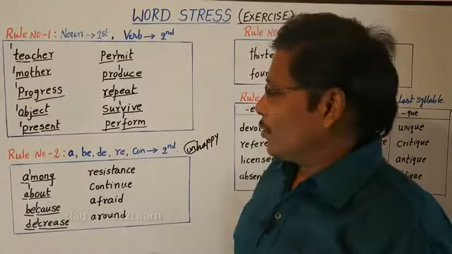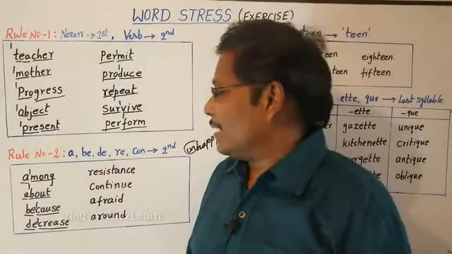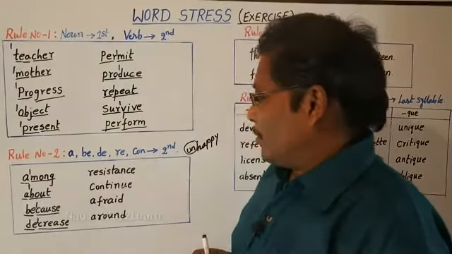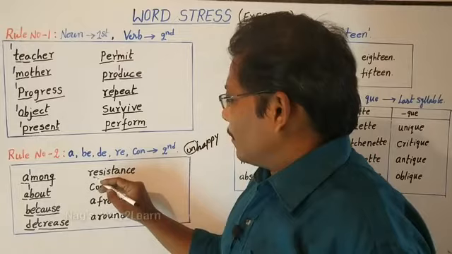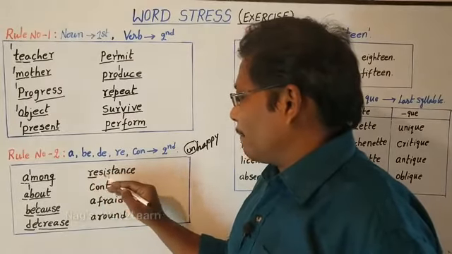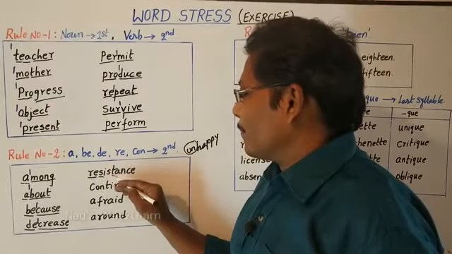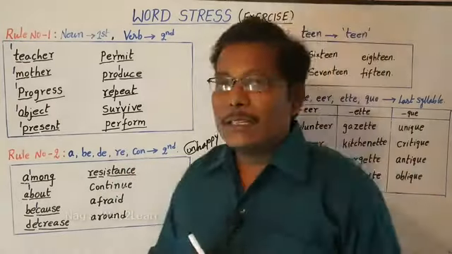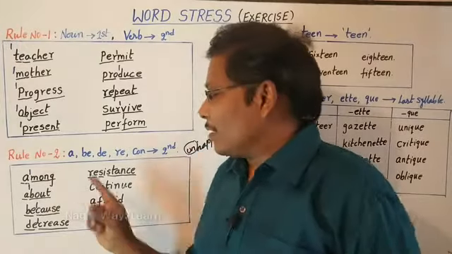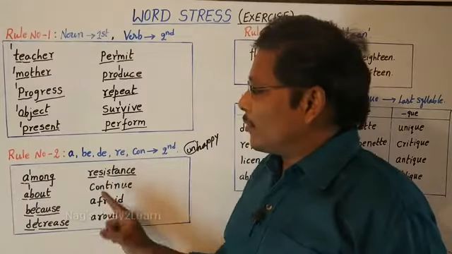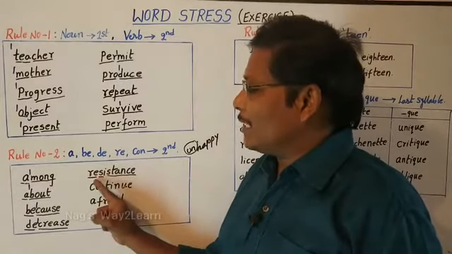Okay, next word, resistance. So you can find more than two syllables, I think. Okay, there are three syllables in this word, and moreover in this word you can find the prefix re.